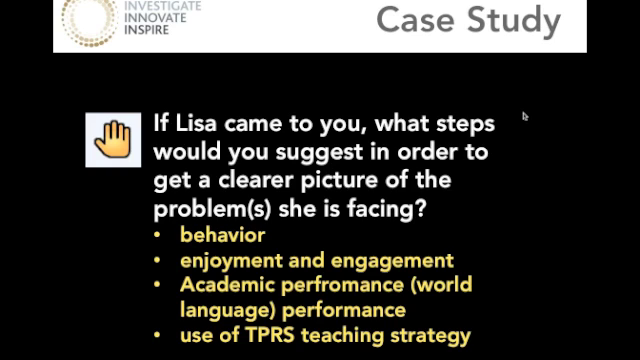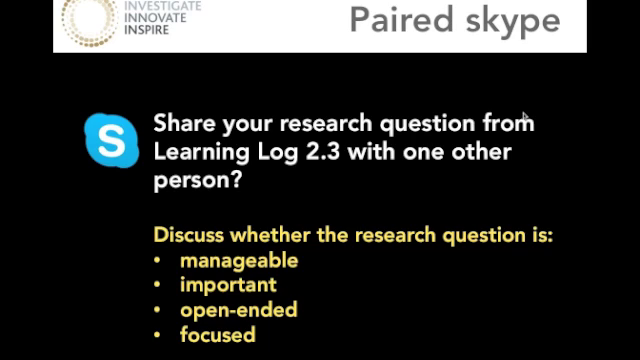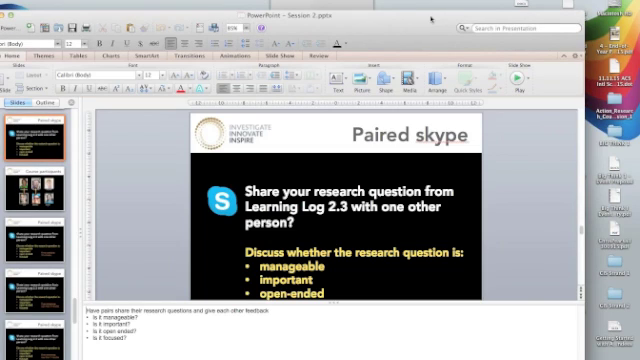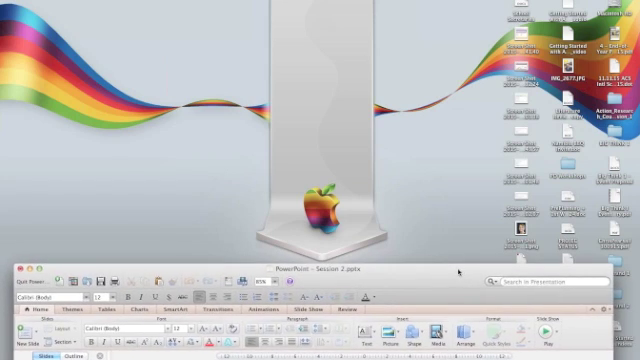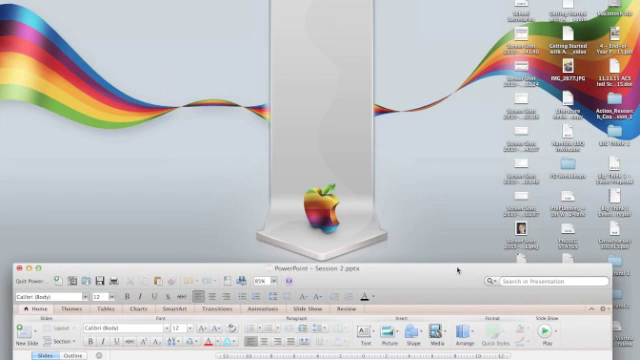We're going to shift gears a little bit, and we're going to now look at the research questions that you wrote. Except instead of following the rest of the presentation that I put together, because it's just the four of us, I'm going to turn back on our video so that we can see one another. I'm going to ask you to share your research question, and we're going to try to give you feedback in terms of those four criteria: manageable, important, open-ended, and focused. So we'll have one person do it, and then three of us will give feedback instead of doing it one-to-one.